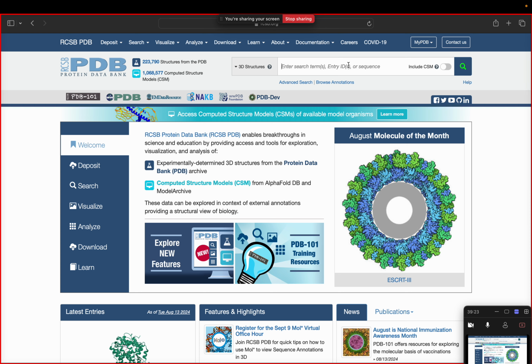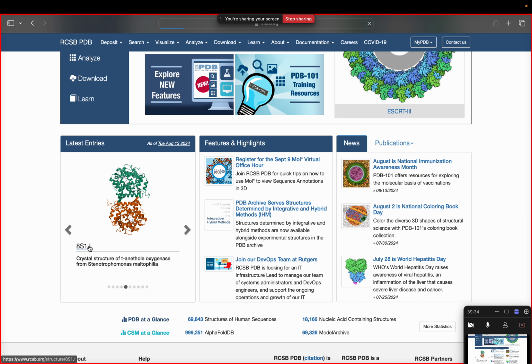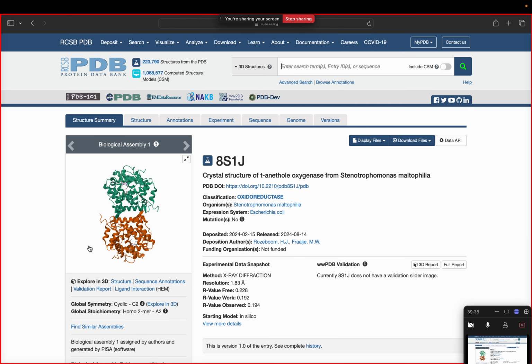So you can search your PDB ID here, or you can paste the sequence of your protein here and it will give you the corresponding PDB entry. Let's say you want to explore and see what information is available in each entry of a protein. So this is the entry which we clicked on. The PDB ID is 8S1J.